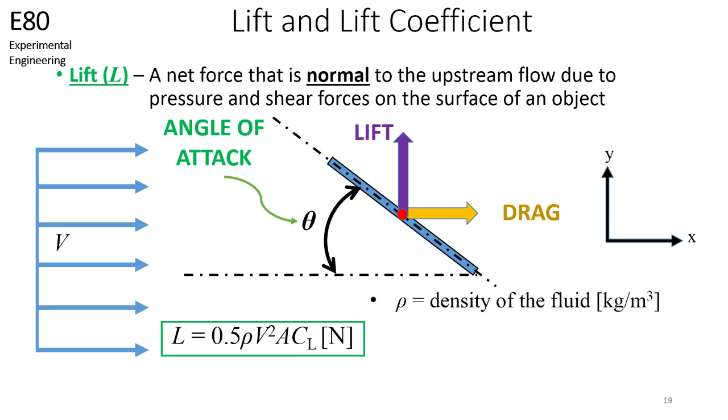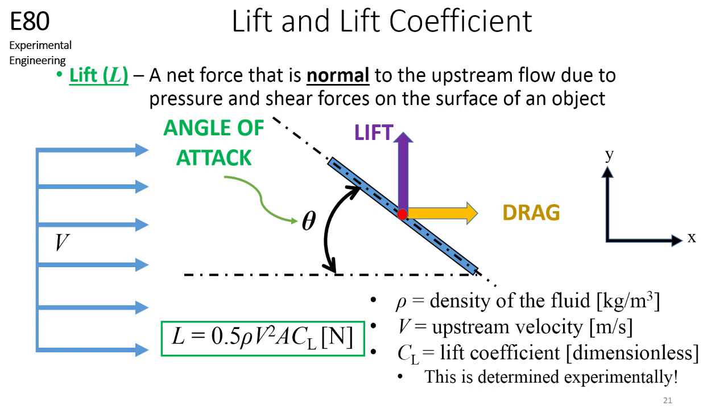Here, rho is the density of the fluid in kilograms per cubic meter. V is the upstream velocity in meters per second. C sub L is the lift coefficient. It can be determined experimentally. The effects of both shear forces and pressure are considered together in the lift coefficient. At this point in time, you may be wondering why the lift equation does not consider angle of attack. Well, it does. This is because the lift coefficient is a number that is used to model all of the complex dependencies on the lift of an object, which includes shape, flow conditions, and the inclination of the object.